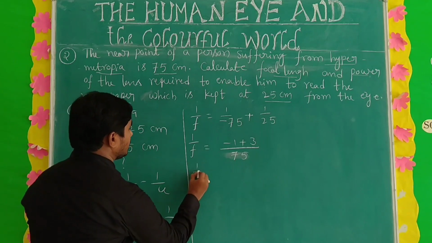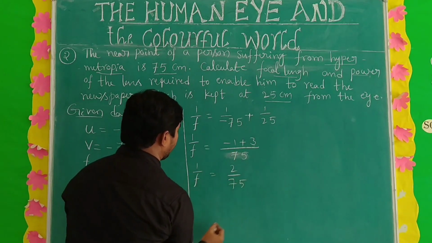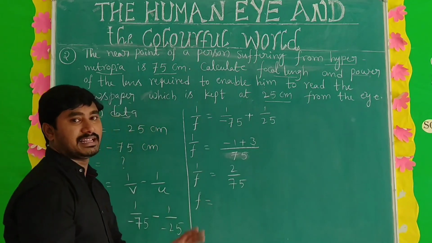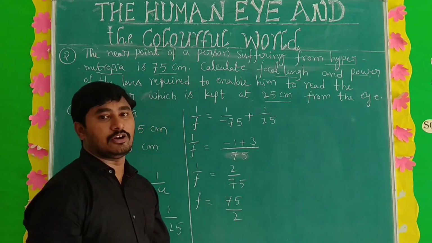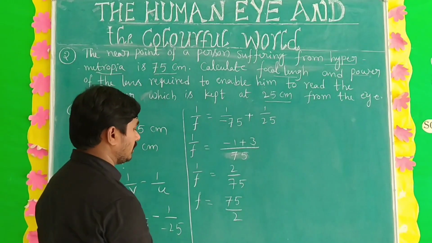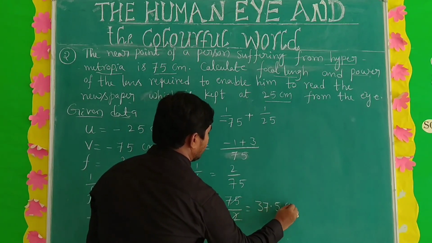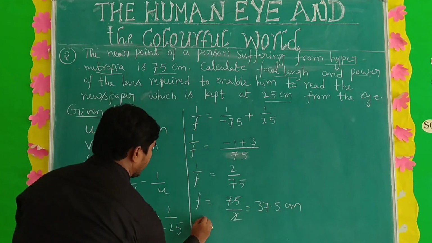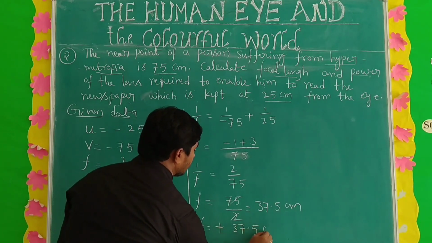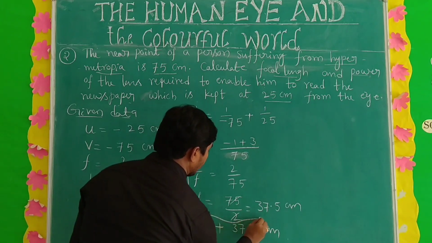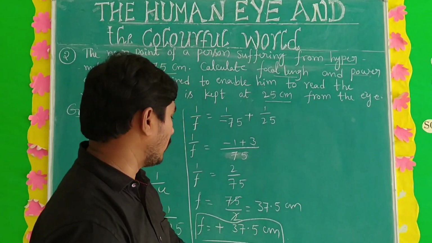So 1 by f is equal to 3 minus 1, 2 by 75. Then f is equal to, take reciprocal, 75 by 2. Do the cancellation here: 37.5 centimeters. What is the focal length here? f is equal to plus 37.5 centimeters. That is the focal length value. Understand?